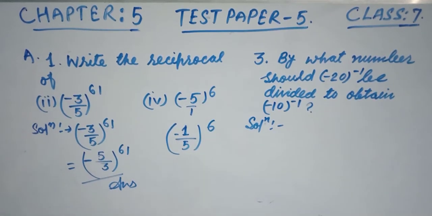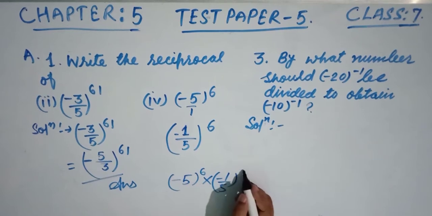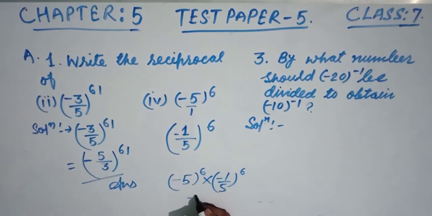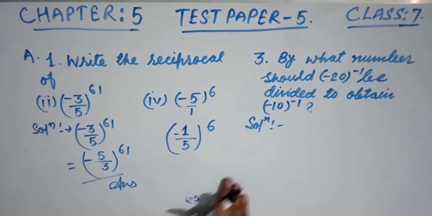Or we can check: minus 5 raised to the power 6 multiplied by minus 1 by 5 raised to the power 6. If the product comes 1, then it is okay, otherwise it is not okay. 5 raised to the power 6 can be written individually, and 5 raised to the power 6 is an even power, so positive, and this will get cancelled. So minus 1 raised to the power 6, an even power, always gives a positive value 1. So hence the answer is correct. Now see friends, next question.